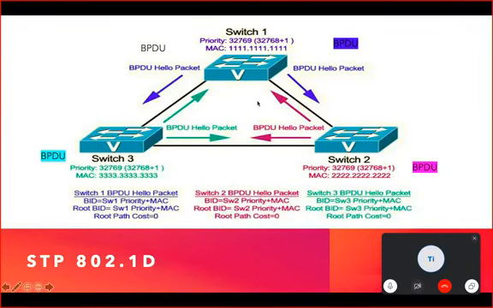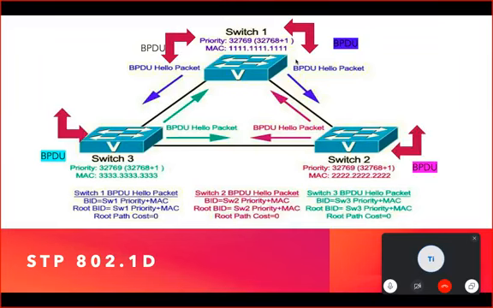Now see this diagram. There are three switches connected with each other, and we have a redundant link. So if one link fails, the frame will reach from the different side and the connectivity will continue. We will get the connectivity between these three switches. Now, how will the spanning tree work? First, see the diagram and understand what is happening here, and after that I will explain.